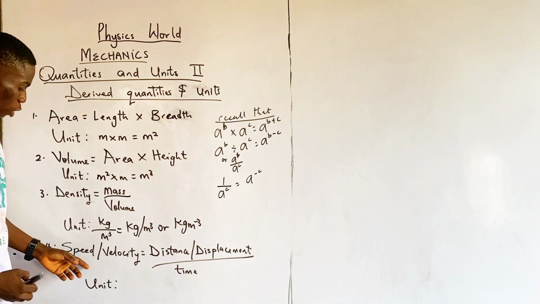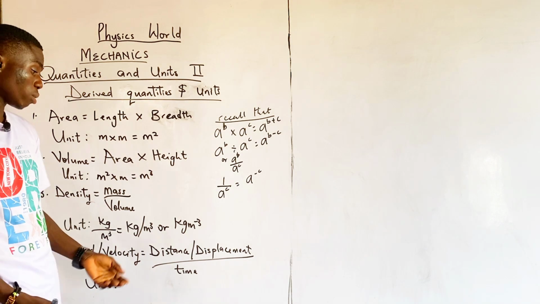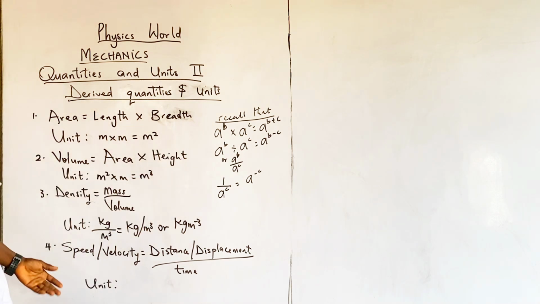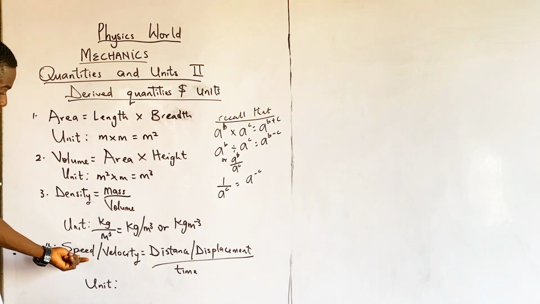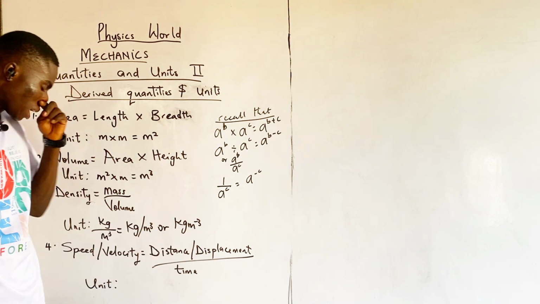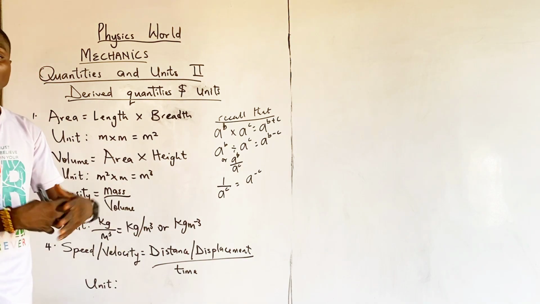Okay, the next one is speed or velocity. Both of them have the same, equal formula, so it's just a slight difference, and we'll be talking about the difference when we get to speed and velocity. Now, speed is distance over time and velocity is displacement over time. That's why I put a slash between them. So they are both using the same unit. That's why I put them together.